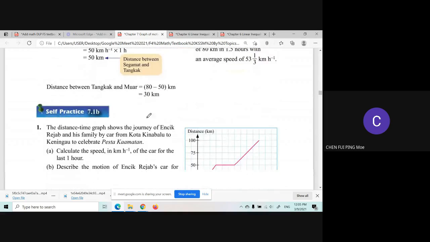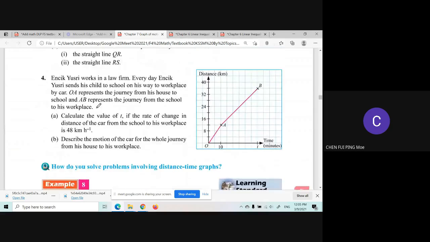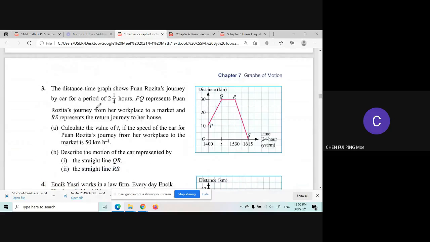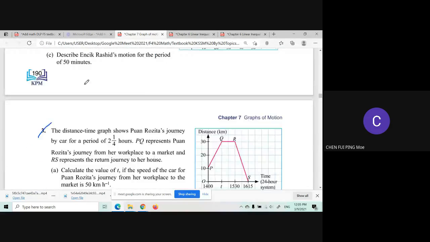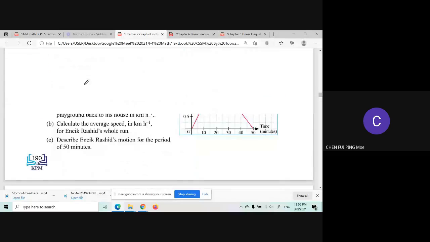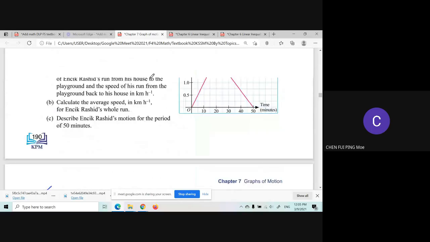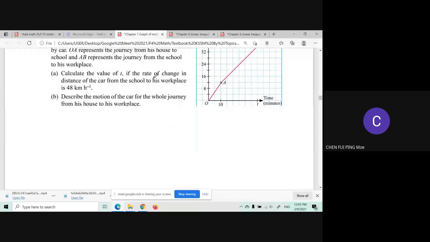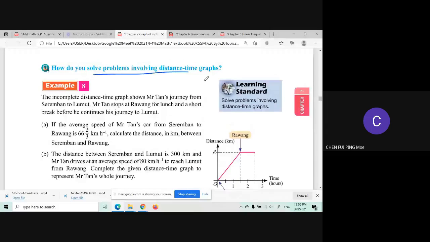Okay, 7.1b is your exercises. This one, I think I choose question 4. You answer question 3. Question 2. Wait, I check first. Okay, 2, 3, 4. Number 1 is done. This one I will continue next lesson. If you have no question, then you will do the exercises.